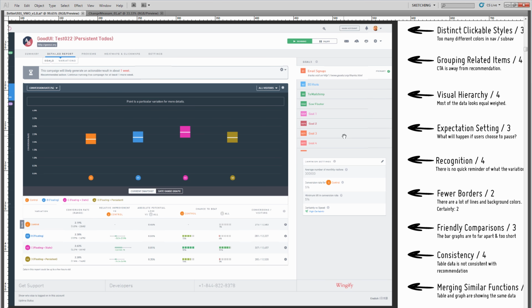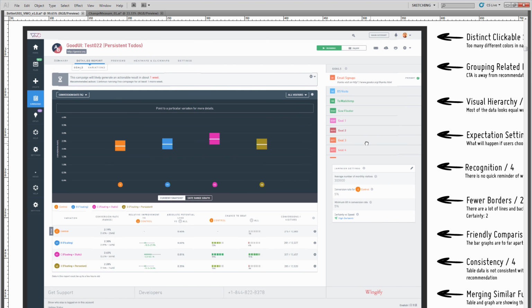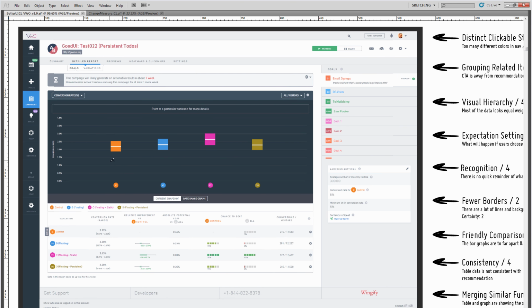Recognition. There's no quick reminder of what the variations are. Actually, this is based on experience as well, a little bit. So these variations here, great. They're color-coded. In this particular test, we labeled them somehow, but on occasion, actually many times, it's very difficult to imagine how these variations look, what has actually changed in this particular test.